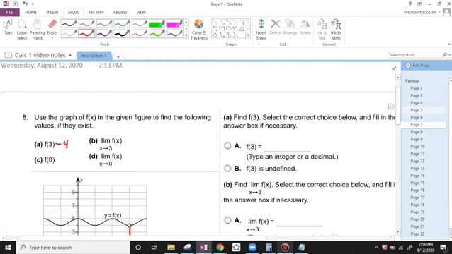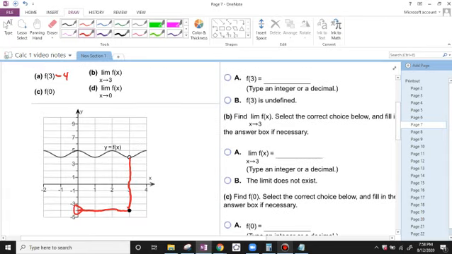The black dot for 0, that's what f of 0 means. At 0, the black dot is here. It's 5. The limit as x goes to 3. From the left, if I'm rolling along this thing, from the left it looks like it's 4. From the right, it looks like it's 4. The limit is 4.